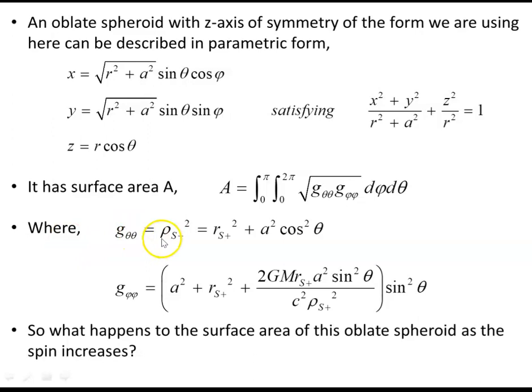We have to remember that g theta theta is rho squared on the stationary limit surface, s, it's rho s plus squared, which is rs plus squared plus a squared cos squared theta. And g phi phi is this object here. Okay, that one there. So the question is now, what happens to the surface area of this oblate spheroid as the spin is increased? We're just going to keep the mass constant. We're just going to look at the same mass black hole, uncharged of course, and look at increasing the spin value and just see what effect it has on shape and surface area.